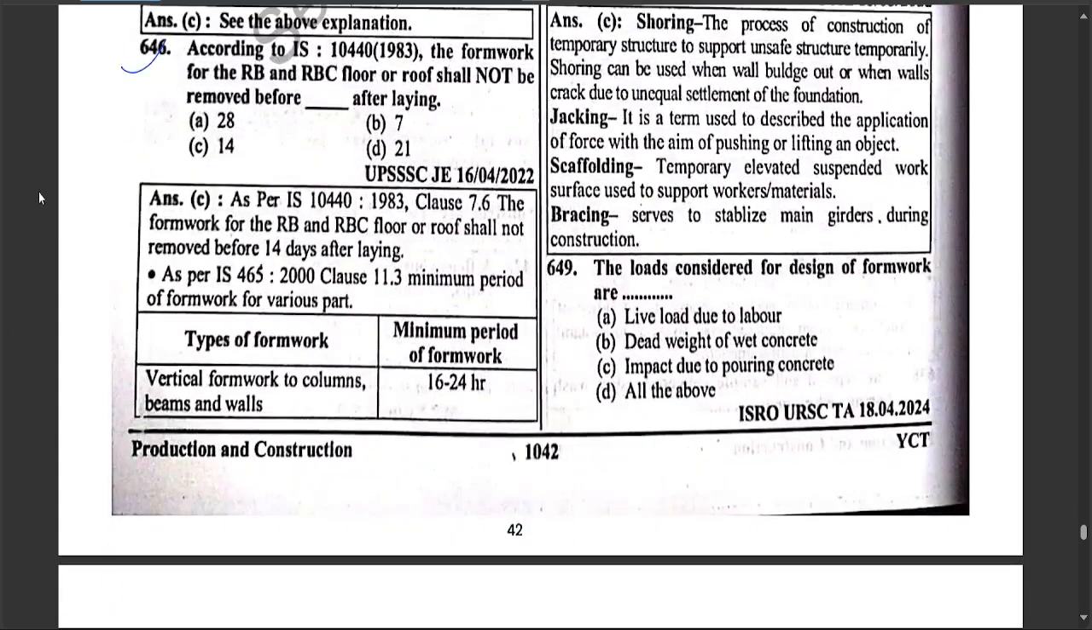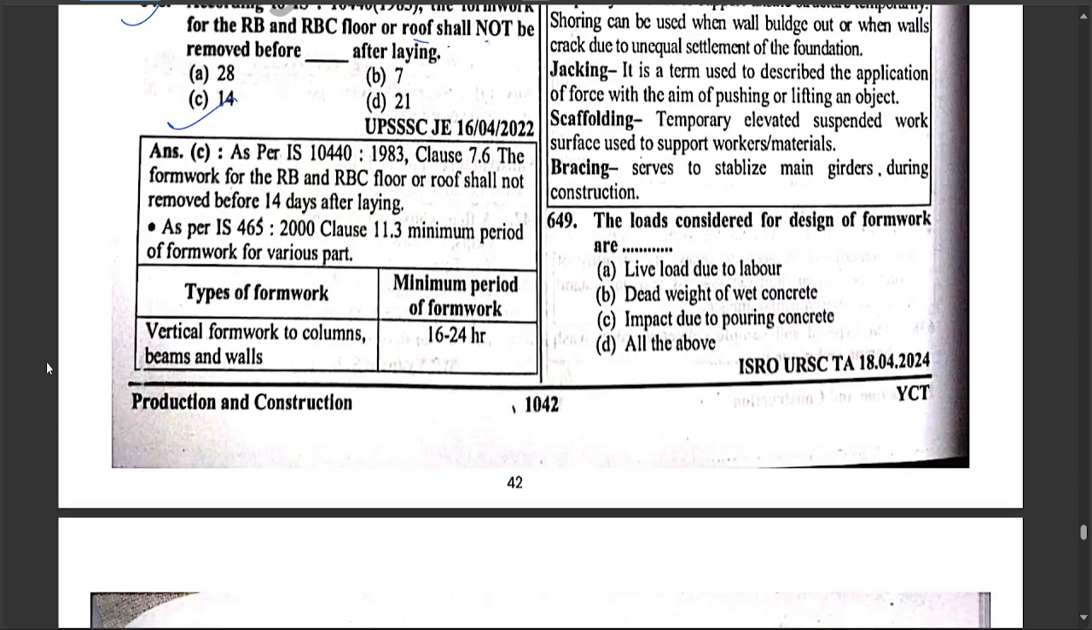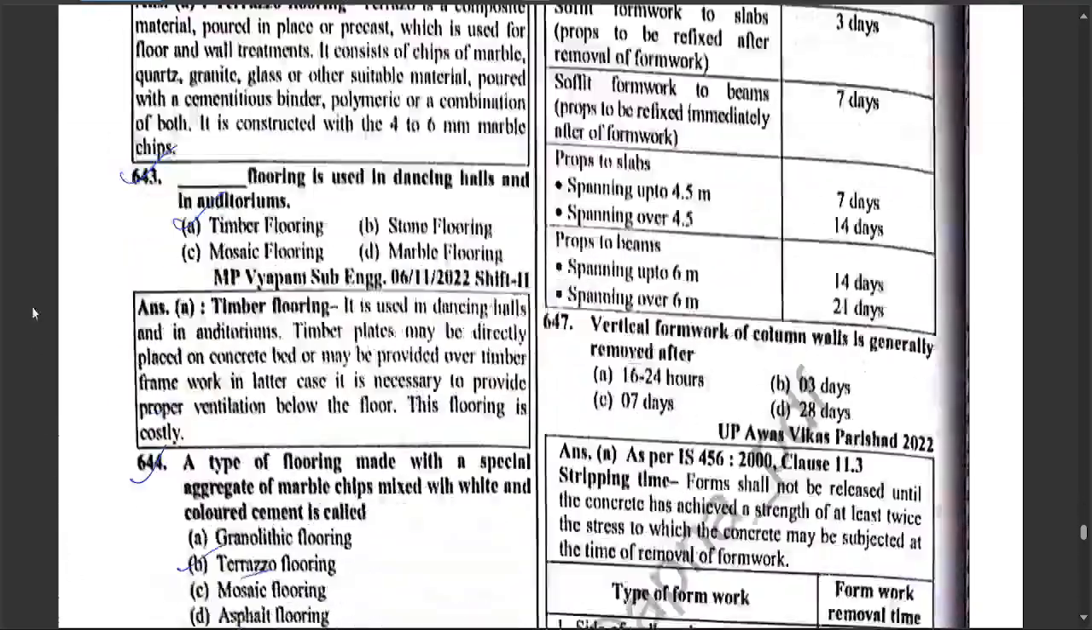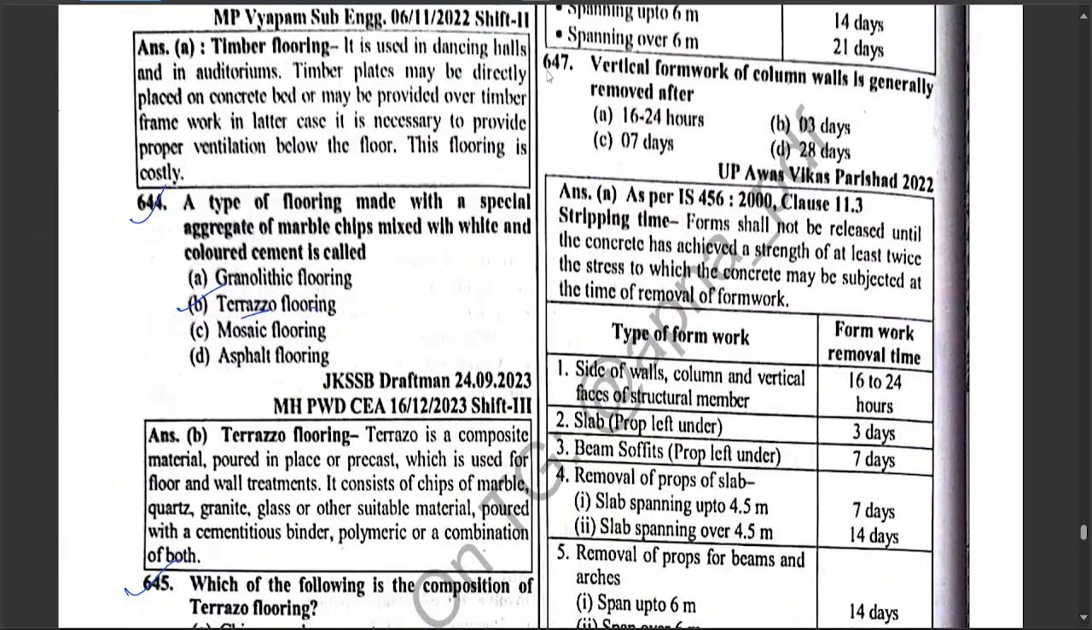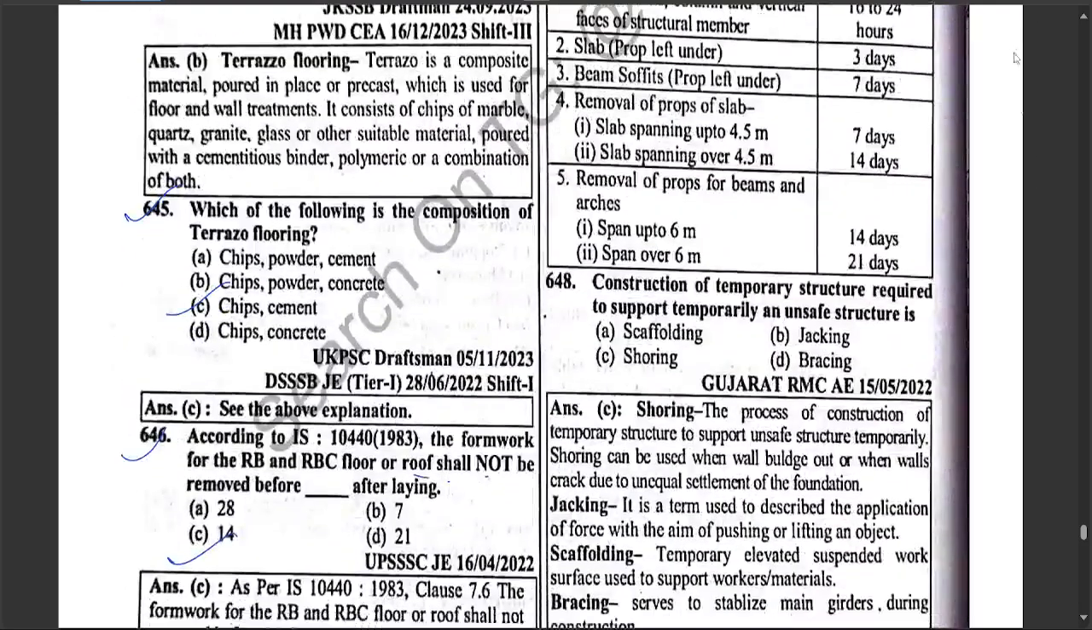According to IS 1440, the formwork for RB and RBC floor or roof shall not be removed before 14 days after laying. 14 days, ठीक है, वो 14 days. Vertical formwork of column walls is generally removed after 16 to 24 hours.